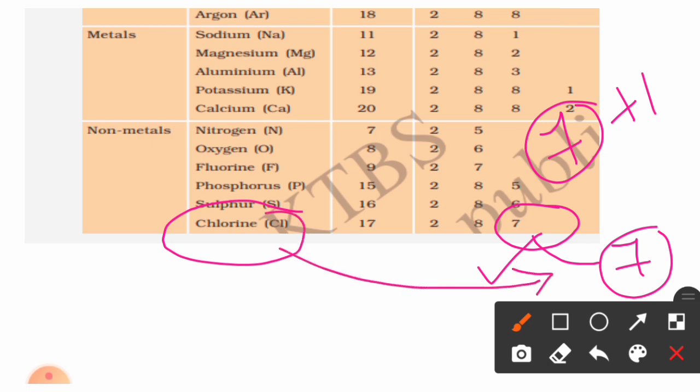Losing 7 electrons is very difficult for chlorine. Instead, chlorine will gain 1 electron. So chlorine will gain 1 electron and become stable rather than losing 7 electrons. So chlorine has the tendency to gain an electron here, and it will become stable.